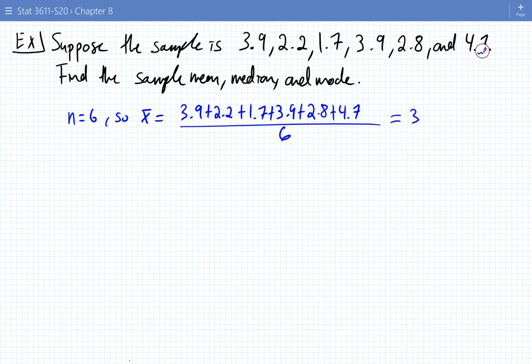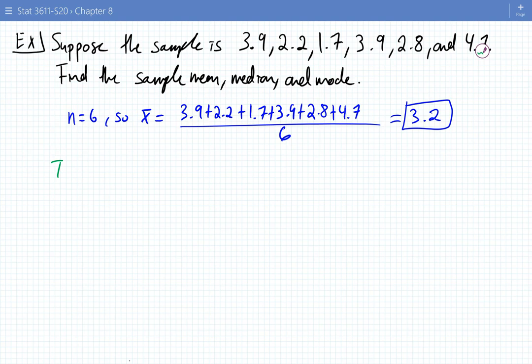And what do we get? 3.2. That is the sample mean. Notice 3.2 is not actually one of the observed values, and that is A-OK. Much like we've had in our past probability distributions, the mean or expected value of a distribution is oftentimes not an observed or possibly real observed value. 3.2 is the sample mean.